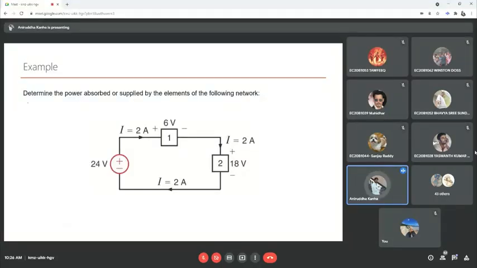Now coming to one example: what is the power absorbed or supplied by the elements for the following network? You have to tell me what is the power absorbed or delivered for these elements 1 and 2. Quickly please tell me.